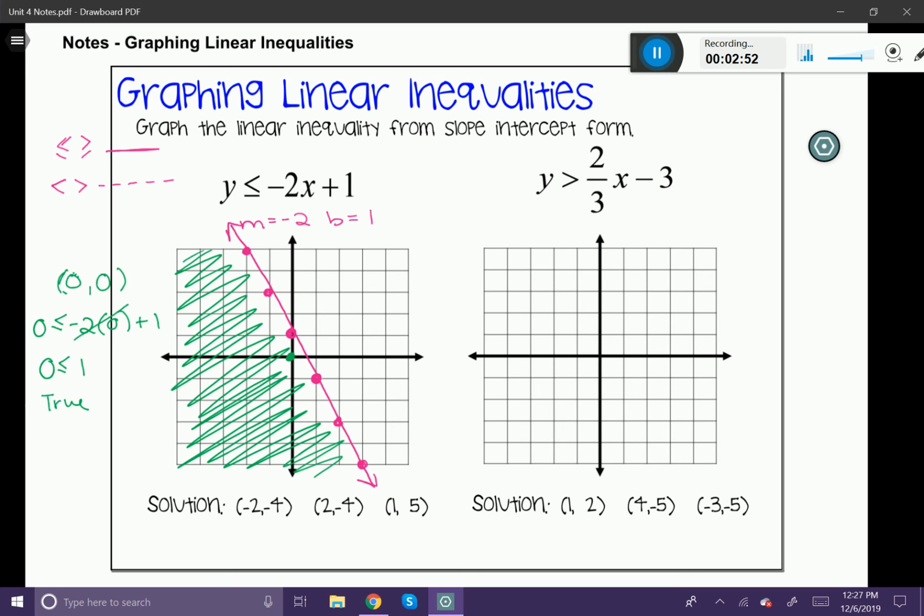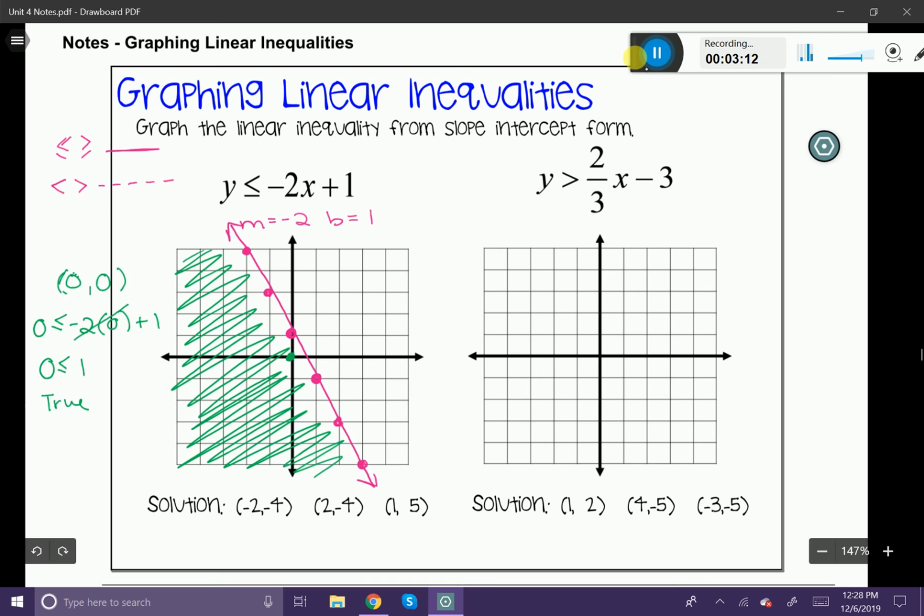Now, the test point that I chose was 0, 0, but you do not need to test 0, 0. You can test any point that you want. Usually, when the line itself goes through the origin, I like to choose a different point. Sometimes I like to choose 1, 1 or negative 1, 1. Those are also good points to choose.